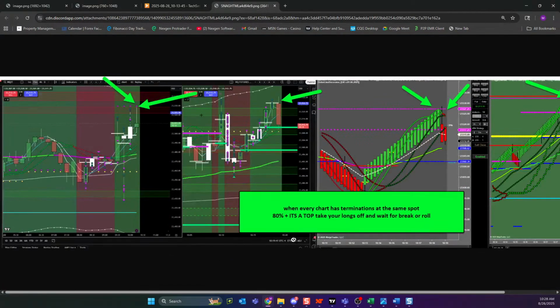When every chart has terminations at the same spot, 80% is a top. Take your longs off. When every chart hits something that could create a bounce, get the hell out. That's a good picture. That is a great lesson. You guys should pay attention to that.